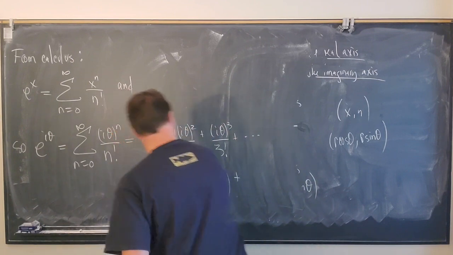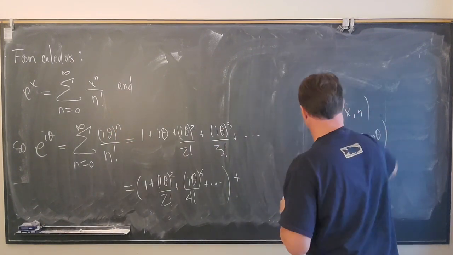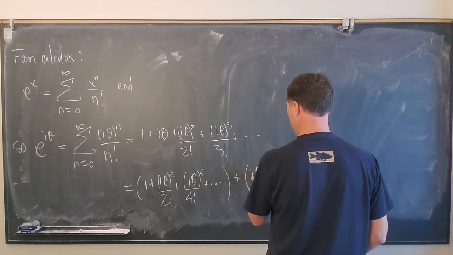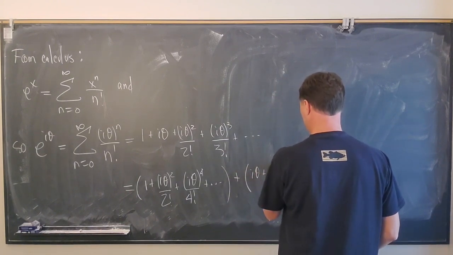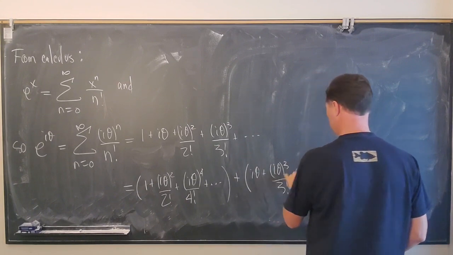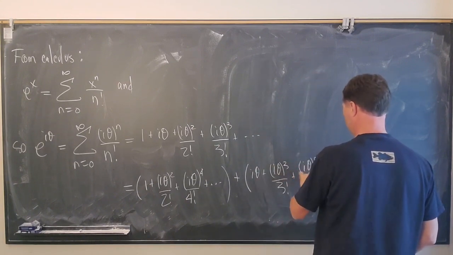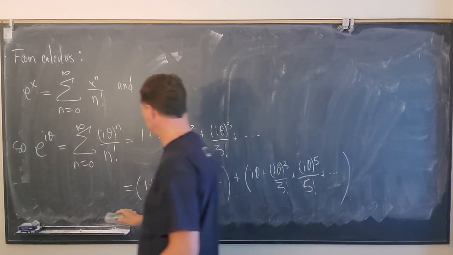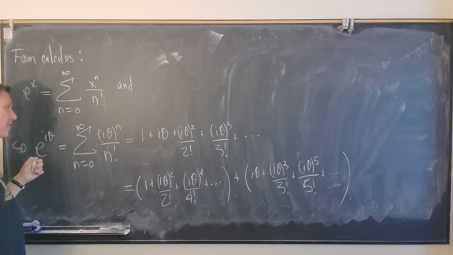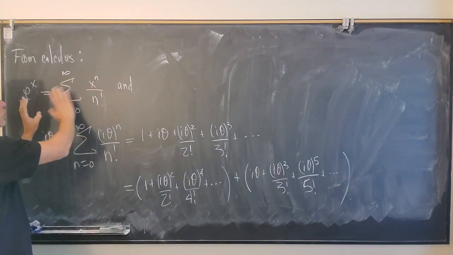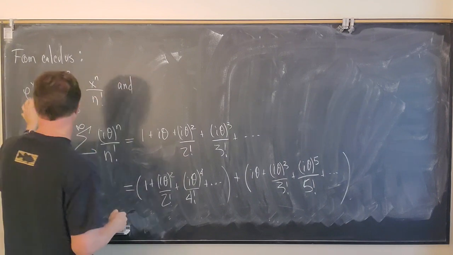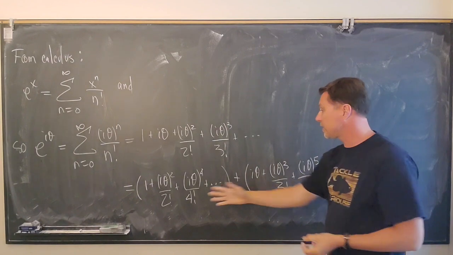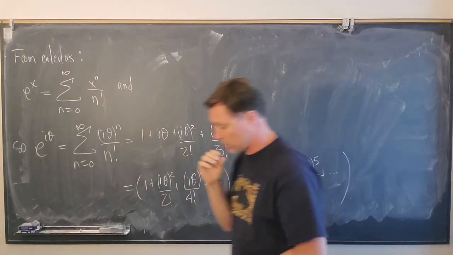Plus, then there's the odd terms. And those odd terms will be i theta plus i theta cubed over 3 factorial plus i theta to the 5th over 5 factorial, and so on. All right, so what have we done here? We took e to the i theta, plugged it into our power series representation for the exponential function e to the x, wrote out the terms, and now I'm separating it into the even powered terms and the odd powered terms.